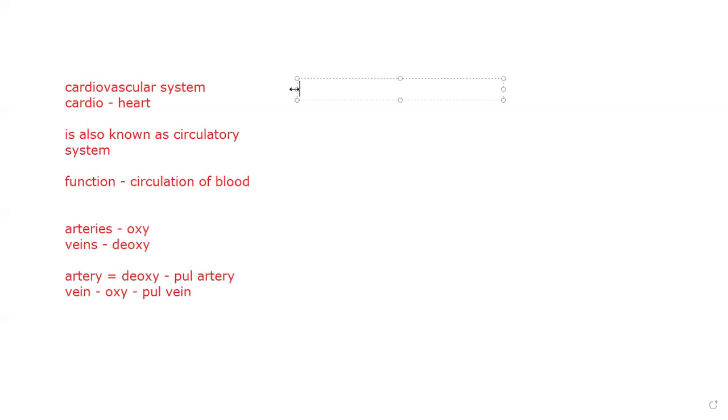Then, these arteries and veins are covered by three layers. What are the three layers, you know? Tunica externa, tunica media, tunica intima. Externa means outermost layer, media means middle layer, intima means innermost layer. So tunica externa, media, and intima are the three layers which cover the arteries and the veins.